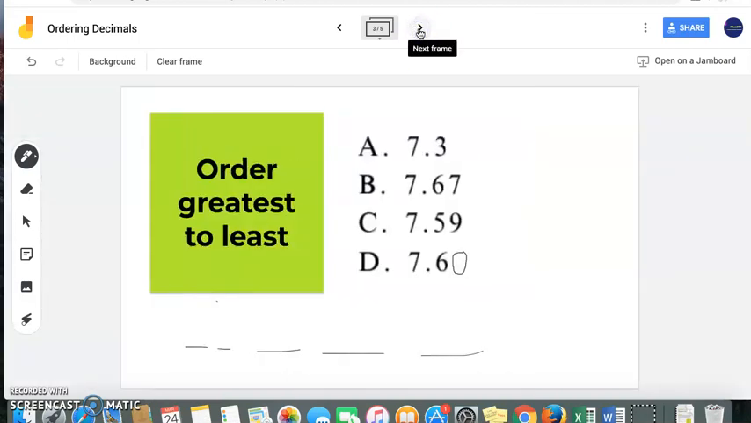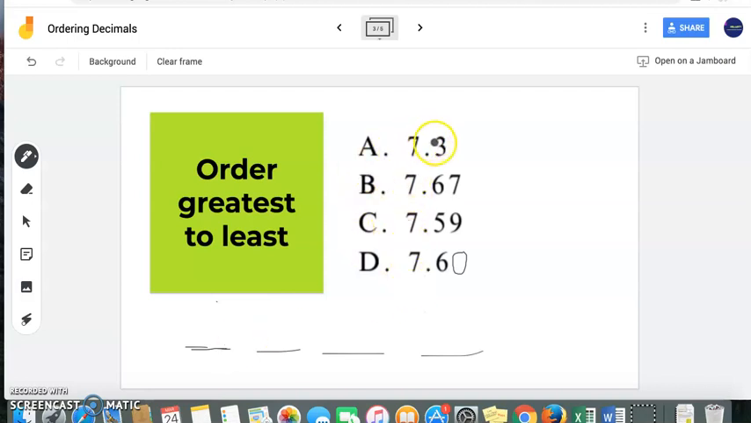Now looking at the next problem, it says order from greatest to least. So again, we have 4 numbers, and I actually drew 4 lines here as well, just to place my letters to help me organize them from greatest to least. So again, I'm going to look at the digits in my ones place to the left of my decimal point. So I see that here they are all 7.